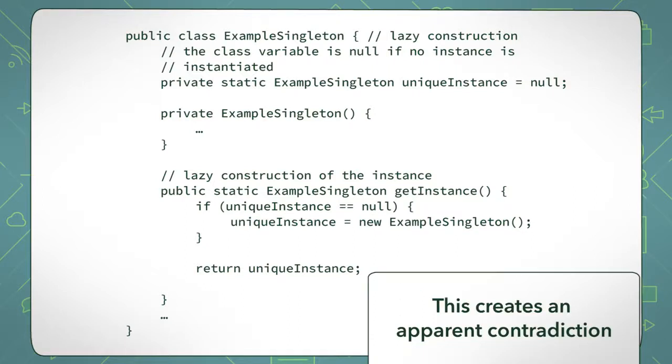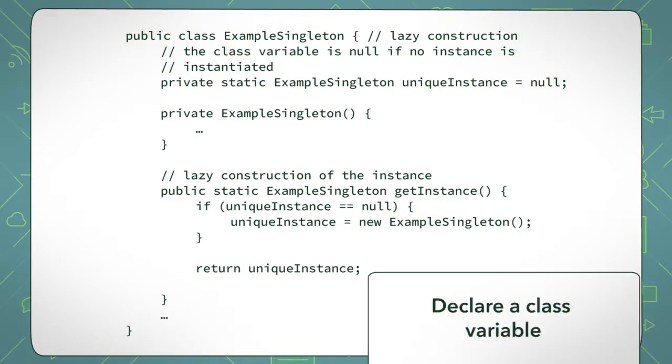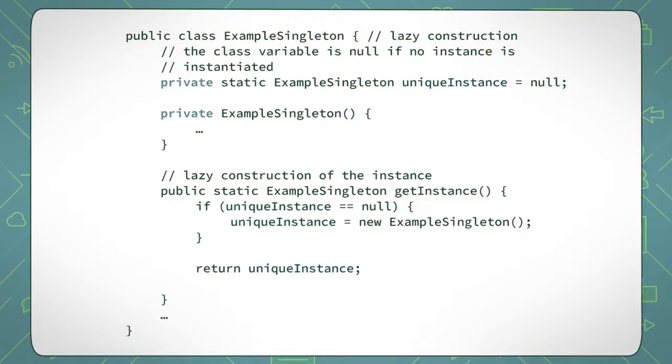This creates an apparent contradiction. The constructor is private, so it cannot be called outside its class. So how do you create an object of this class without a public constructor? There are two key components to get around this. The first is to declare a class variable, called, say, unique instance. This class variable will refer to the one instance of your singleton class. You declare the variable as private, so that it can only be modified within the class. The next step is to create a public method in the class that will create an instance of this class, but only if an instance does not exist already. We can call this method getInstance.